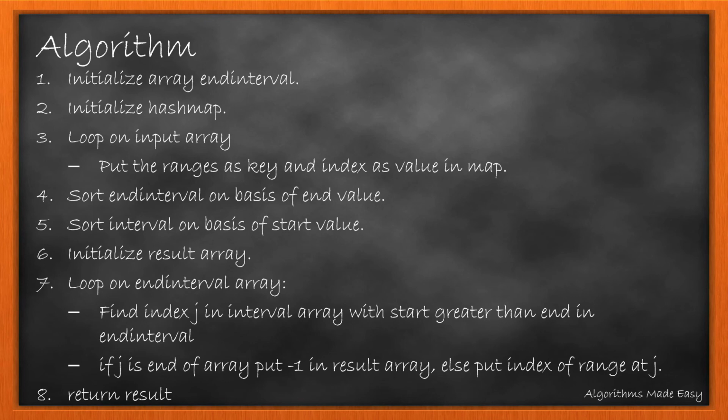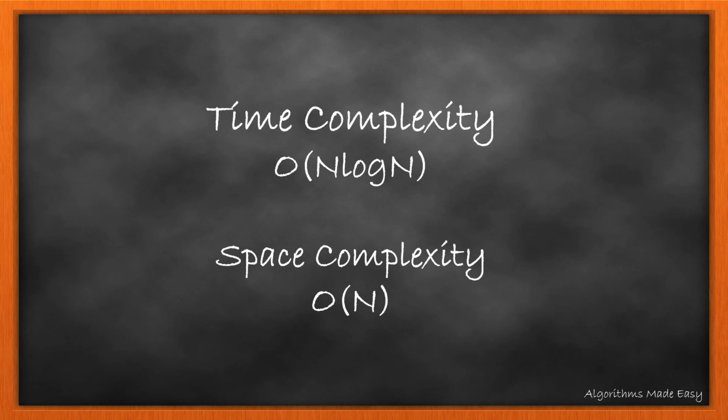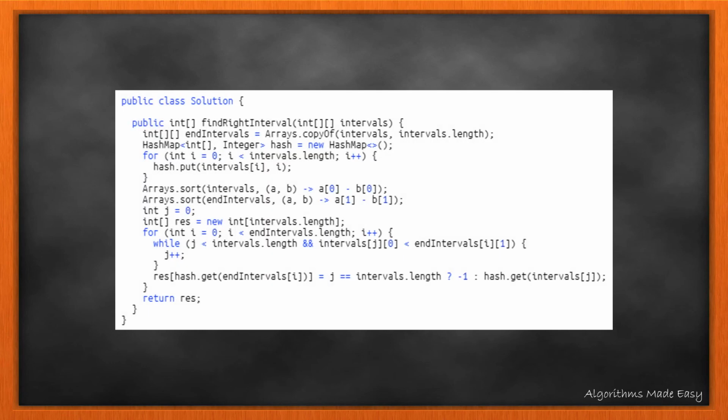Summarizing the steps, we initialize a map and put all the intervals as key and index as value. We create the end interval array. We sort the two arrays, intervals with start value and end interval with the end value. We loop on the end interval and find the interval whose start is greater than end of the current. If the pointer is within the array, then we put the interval index into the result, else we put -1. At the end, we return result. The time and space complexity is same as the previous approach. Here is the code snippet.